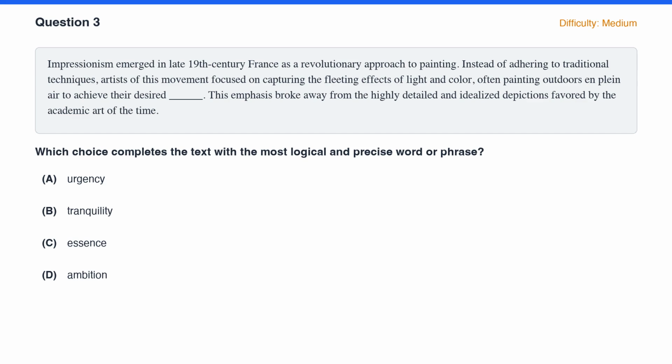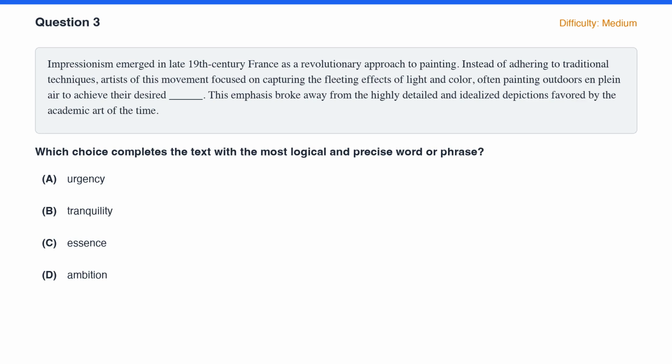Step 1. Cover the choices. Done. Step 2. Circle the signal. No transition word. The clue is in the verb chain, capturing the fleeting effects to achieve their desired blank. The blank names what they're trying to capture. Step 3. Predict in plain English. They want to catch the moment, the true quality of light, the core thing, predict core or true nature.